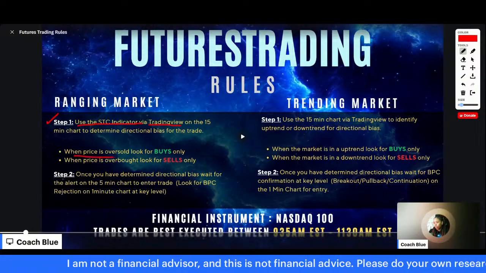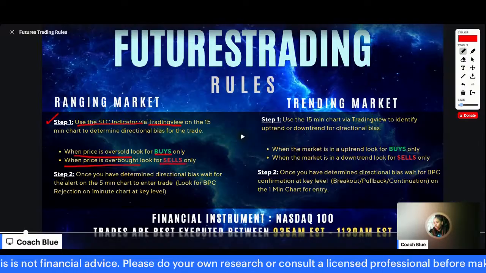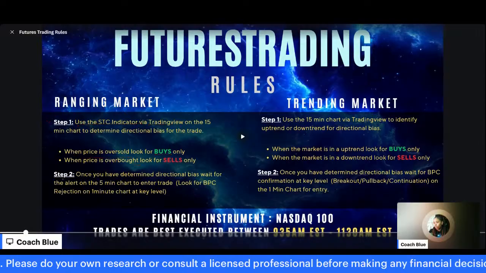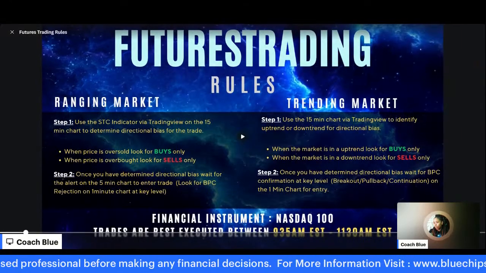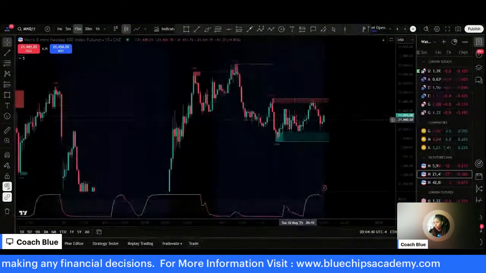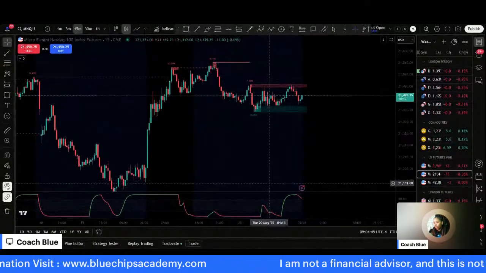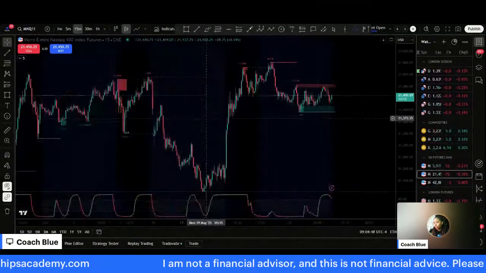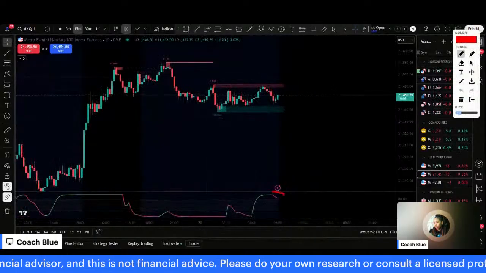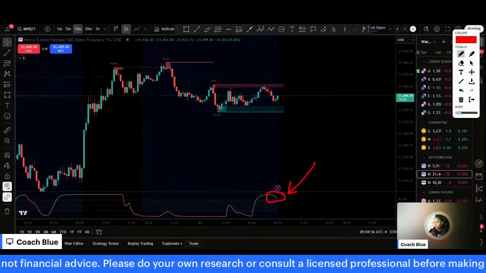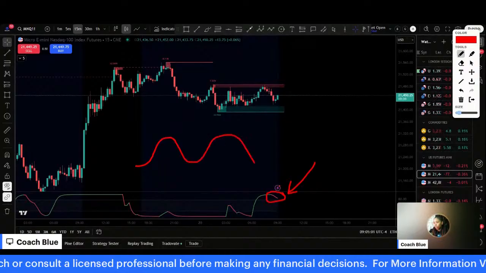So when price is oversold, we look for buys. When price is overbought, we look for sells. So let's go back to our chart and let's see what our STC is saying. Okay, what is our STC saying? With our STC, we have, let's see, price is currently overbought. Okay, so with the STC, go back to the roller coaster analogy.